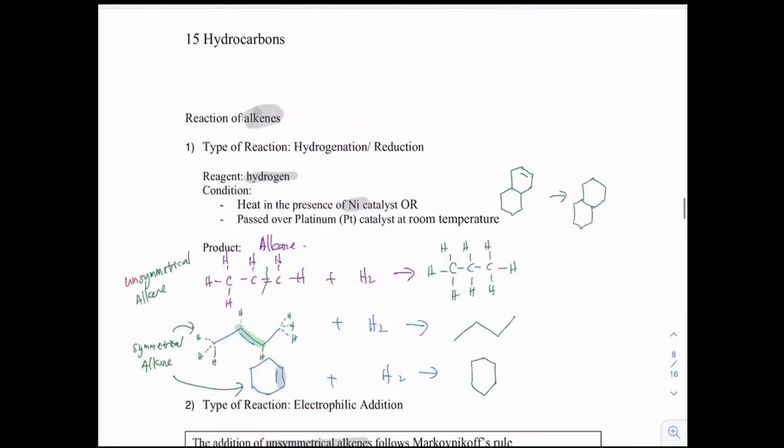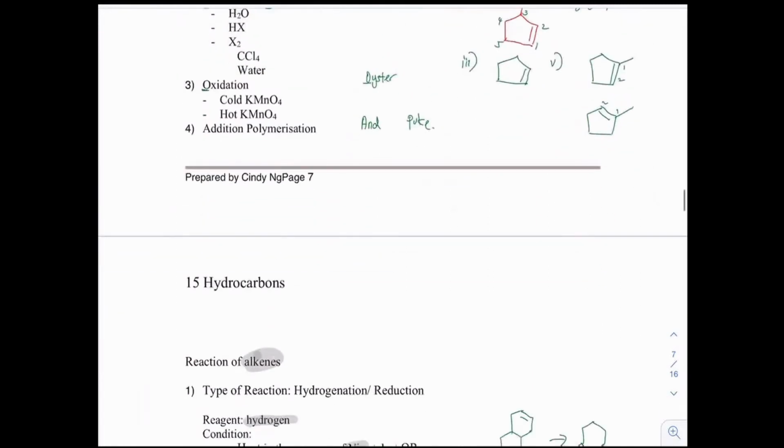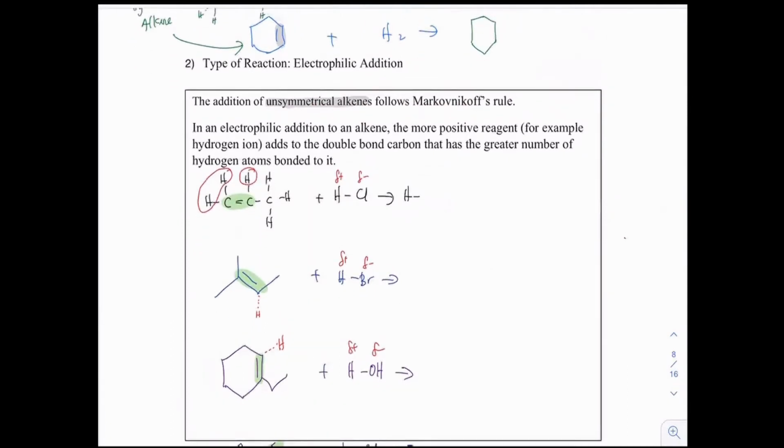Now, recall back the total number of electrophilic addition. It branched out to 3. That means there will be 3 electrophilic addition, and all of them follow the general rules known as Markovnikov Rule. So now we're going to study the Markovnikov Rule, which apply to only the unsymmetrical alkene. So according to the Markovnikov Rule, in an electrophilic addition to an alkene, the more positive reagent, for example, the hydrogen ions, should be added to the double bond carbon that has a greater number of hydrogen atoms bonded to it. So, for example, now I'm going to show you this.